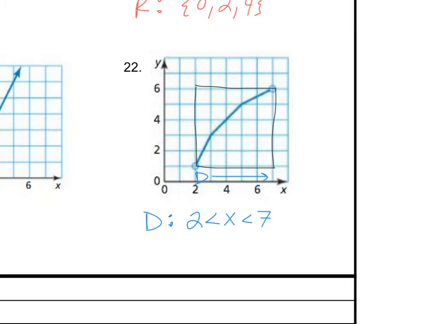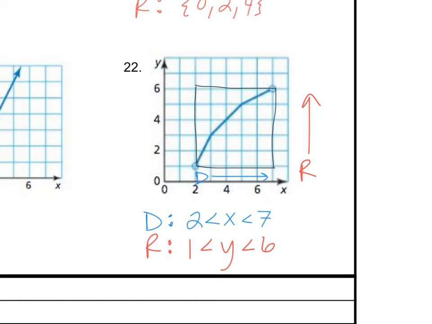The range is lowest to highest. So right here. Lowest value for the y's is 1. The y values. Highest value for the y's? 6. So it's y values from 1 to 6.